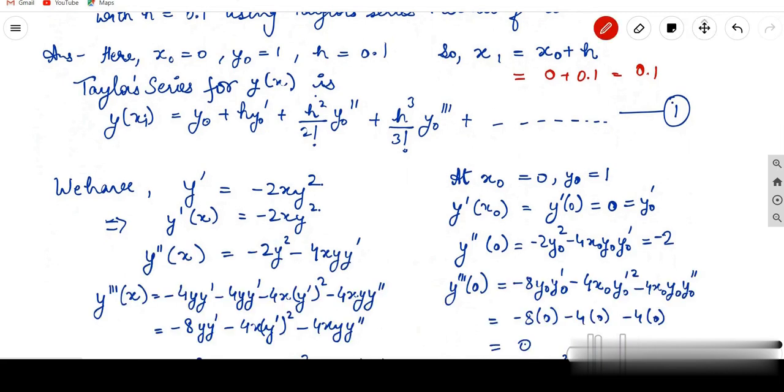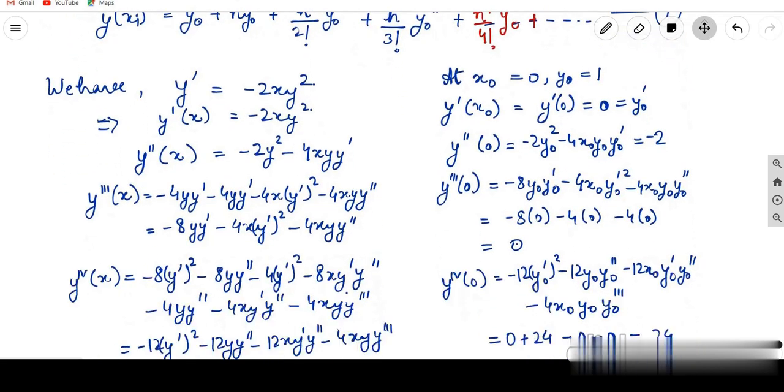y at x1 is equal to y0 plus h times y0 dash plus h square by 2 factorial y0 double dash plus h cube by 3 factorial y0 triple dash, plus there would be h4 by 4 factorial y0 fourth derivative, and so on, because we have to calculate up till order 4. Now, how would we calculate these values? We know the value of y0, but how would we find out y0 dash, y0 double dash, and so on? For this, we will use our IVP.